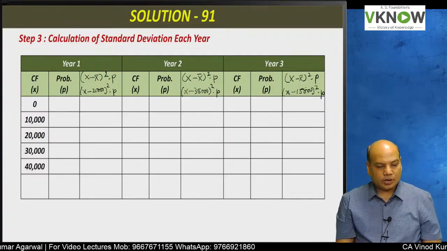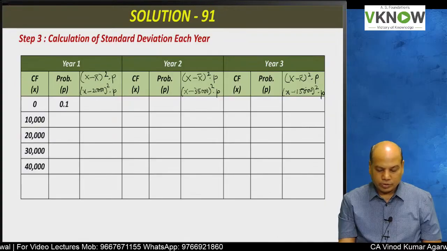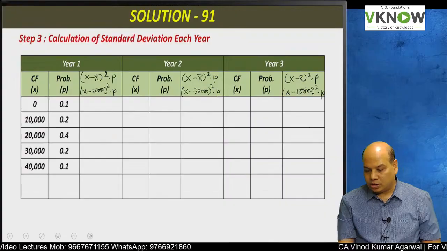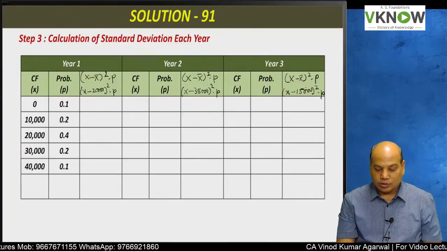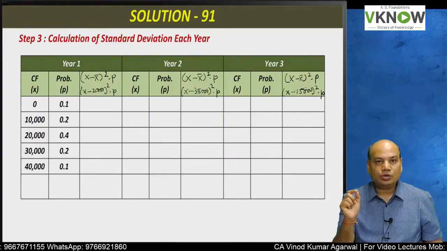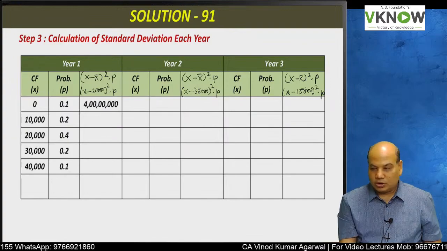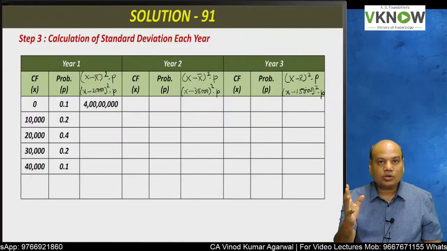Cash flow, copy from the book. Probability, copy from the book. Come on. Now you will take 0 minus 20,000, squared, into 0.1. So that will be 4 crore. Very big amount, 4 crore.